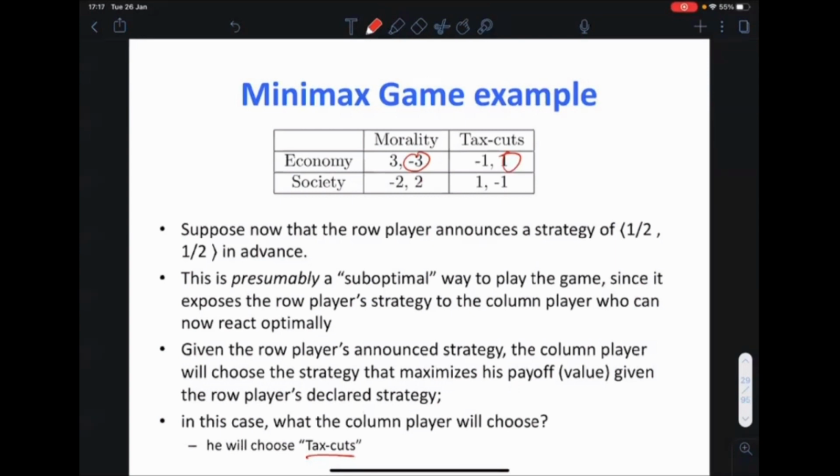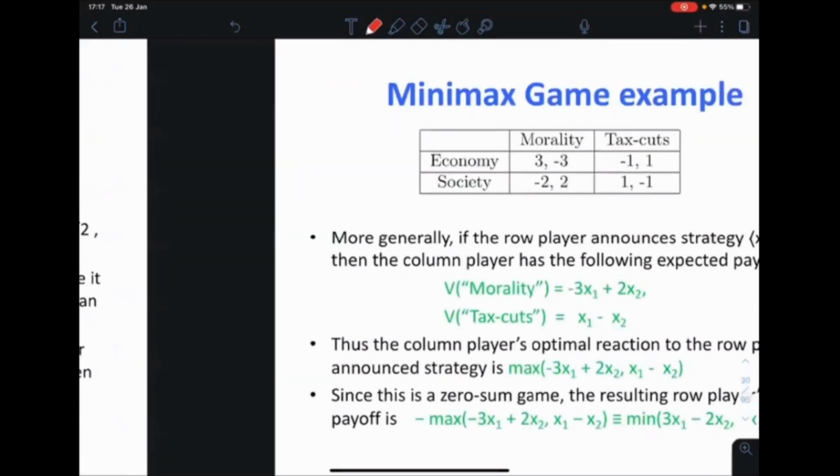So if you're choosing this 50-50, you can do the trick as before. Combine this 50-50 and compare whether morality or tax cut will be better, or whether they are equal. In this case, you would choose tax cut because that gives them a higher reward.